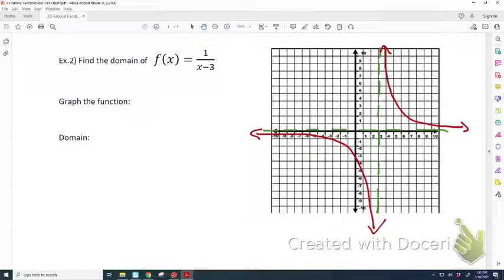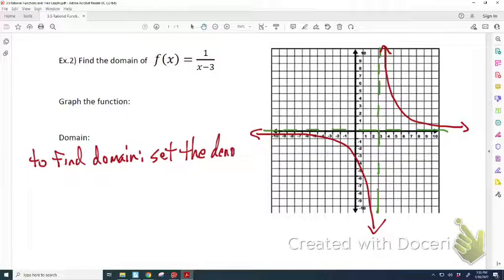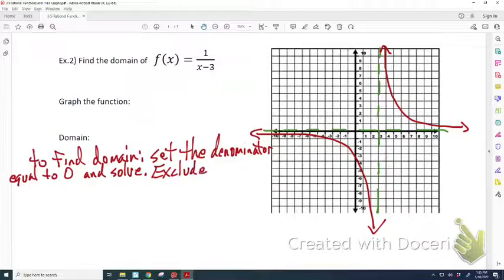Another way to think about the domain is to find the domain, set the denominator equal to 0 and solve. Exclude the answer from the domain.